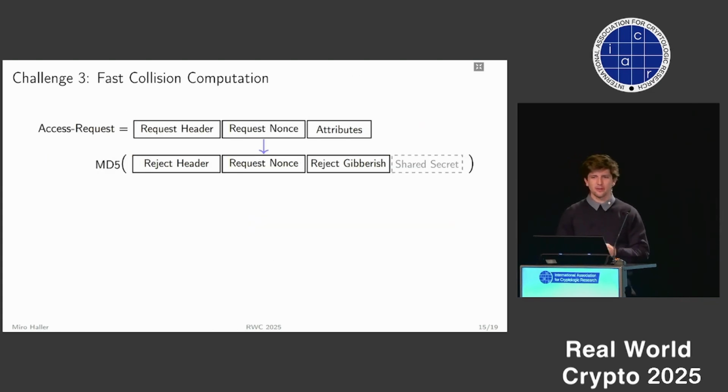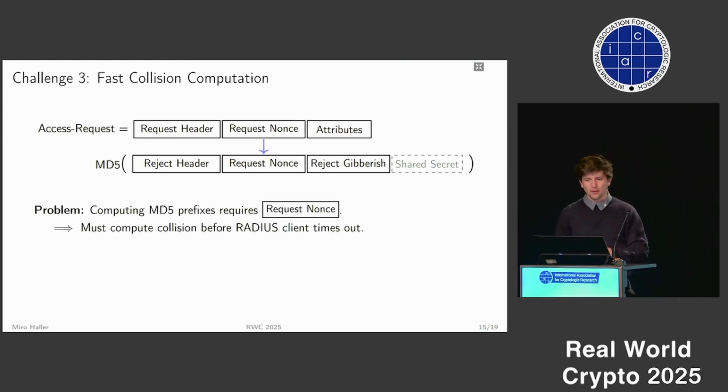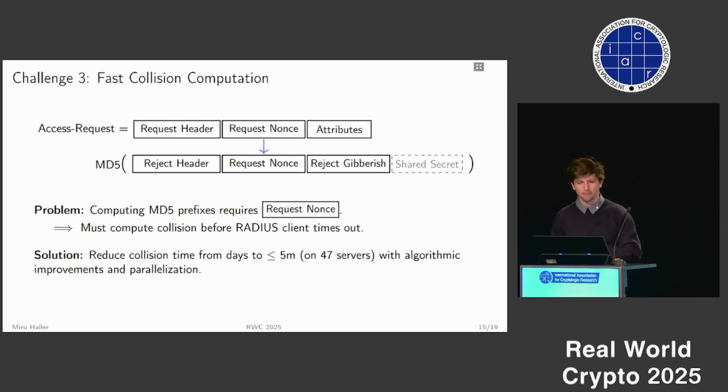The last challenge that I'll talk about is that, unfortunately for the adversary, the response authenticator also includes a request nonce that's picked at random for the request. And so it can't actually pre-compute the MD5 collisions. It needs to first observe the nonce, and then it can use the prefixes. And so that adds a time constraint, because the adversary needs to compute this collision before the RADIUS client times out, which in practice is at most 5 minutes, usually less.